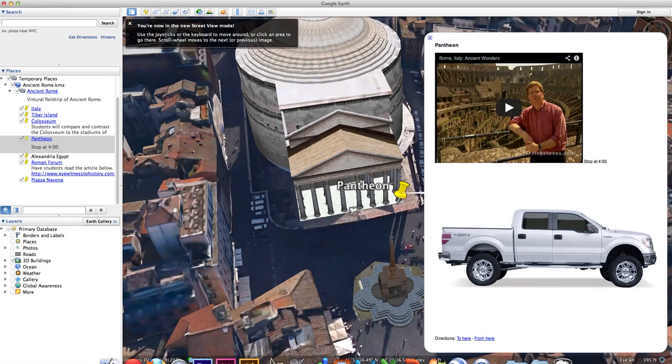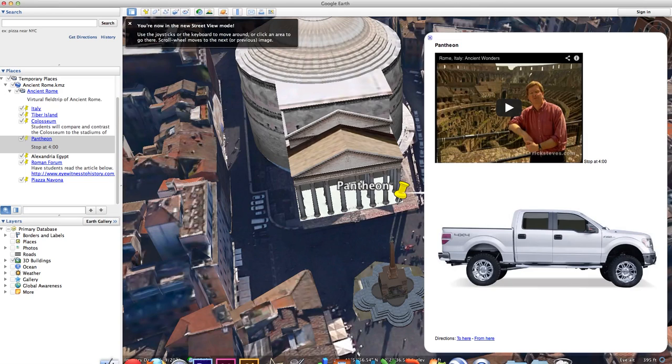So the columns are 40 feet tall. That's a 5-foot student stacked 8 times. So are any of you 5 feet tall? Okay, so that's 8 of you stacked all together. That's the height of one of these columns. So these were huge, really tall, really long, really heavy columns.